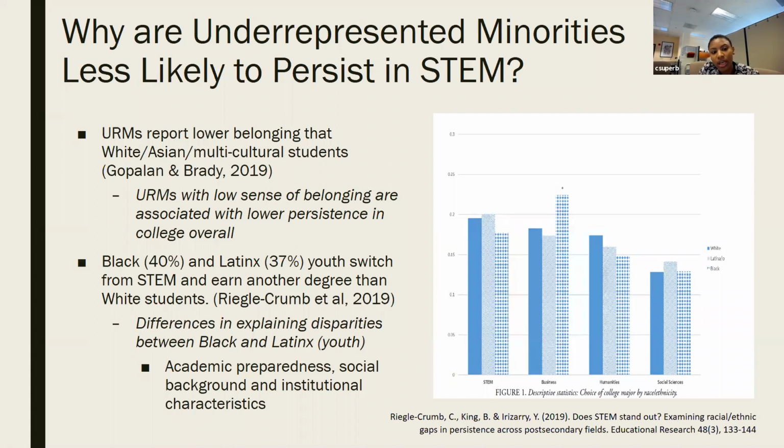So when we look at Black and Latinx youth, we see that they are more likely to switch from STEM and earn a degree than white and Asian students. And the interesting thing is that when you think about academic preparedness and social background, institutional characteristics as things that explain why they persist, there's differences. It doesn't explain it the same way for Latinx that it explains for Black students.